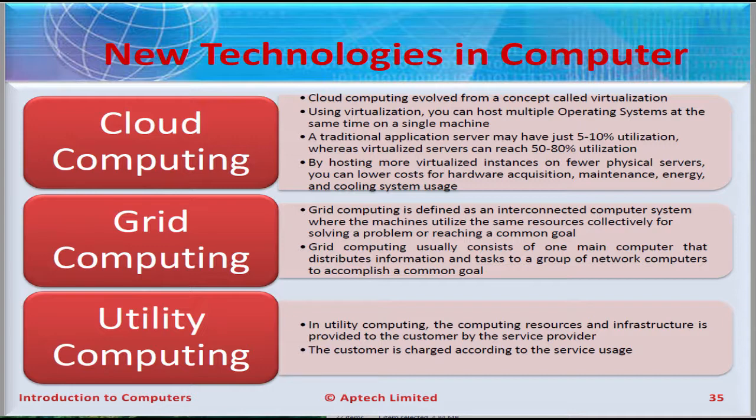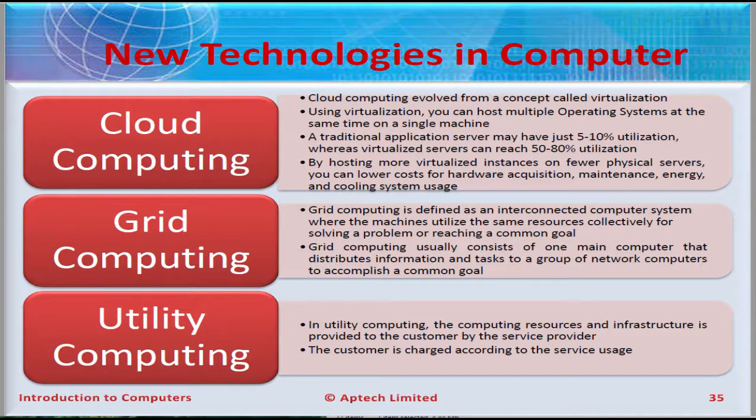Grid computing. Grid computing is defined as an interconnected computer system where machines utilize the same resources collectively for solving a problem or reaching a common goal. Grid computing usually consists of one main computer, which distributes information and tasks to a group of network computers to accomplish a common goal.